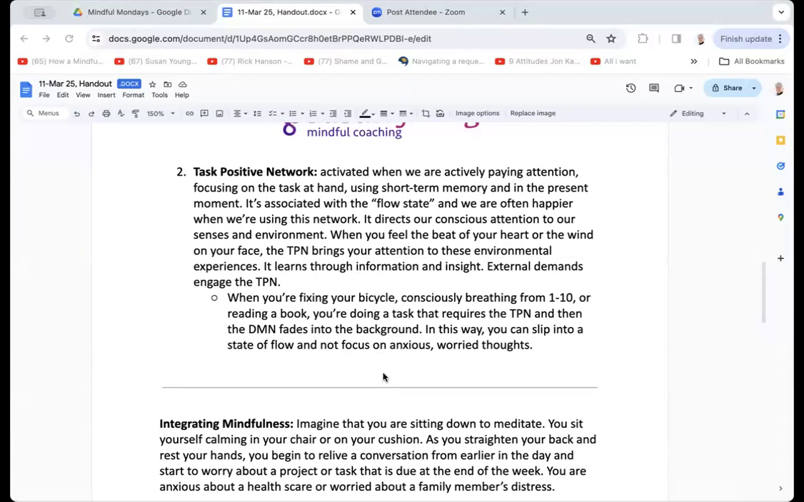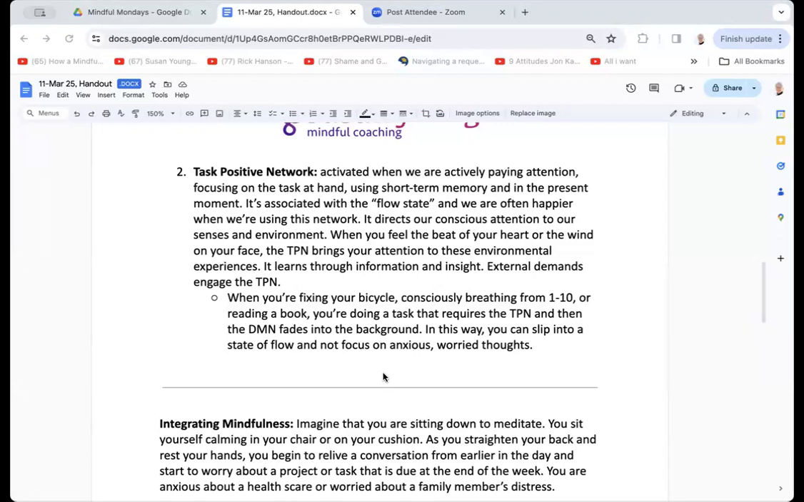And it can direct our conscious attention to our senses, like feel your feet right now, whether you're lying down or sitting up. Just kind of feel your feet, wiggle the toes, wiggle your feet, kind of have a sense, when we talk about the air that we might feel or the breeze on our skin. So that's the task positive network that's lit up when we're doing that. So it directs our conscious attention. So this is the part we're activating when we're doing mindfulness.